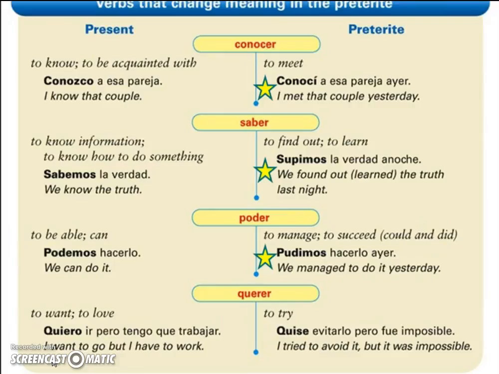Querer in the present is I want. Okay, we've known that for a long time. However, in the preterite, it kind of takes on the meaning of to try. So, quise evitarlo, pero fue imposible, is I tried to avoid it, but it was impossible. So those are 4 meaning changes.